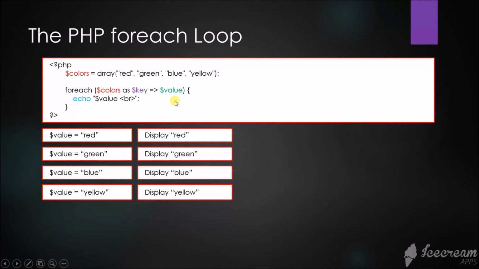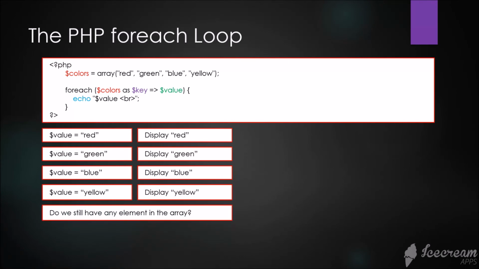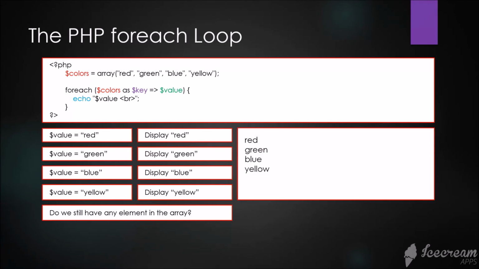Then display na naman natin. Okay? So the next is, we have this question. Do we still have any elements in the array? Okay? So kung wala nang elements, then stop na yung looping and our final output basically will be this one. Okay? So that's how foreach works.